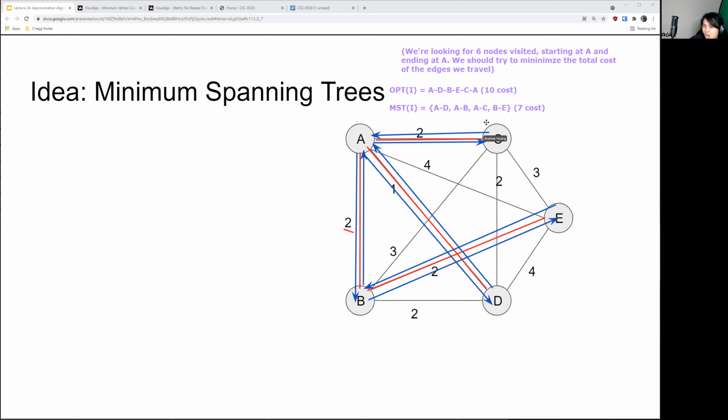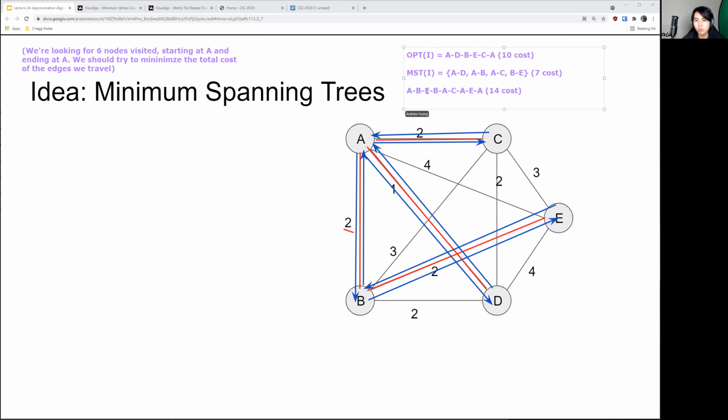But what would be the cost here if we did this? What if we pathed and did this? We went from A to B to E to B to A to C to A to D to A. What would be the cost here? People are typing in 14 in chat, which is correct, because all you're doing is doubling the edges. Every time you have an edge, you use it twice. So now we have some sort of possible solution, which is this thing.